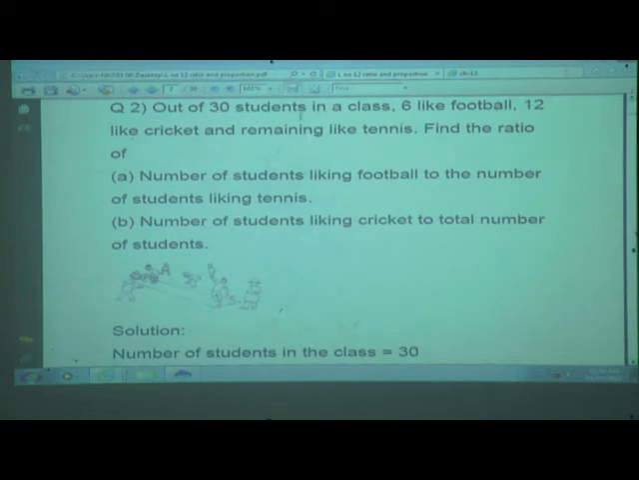Out of 30 students in a class, that means in a class how many students are there? 30. Out of that 30, 6 like football, 12 like cricket and remaining like tennis. Find the ratio of number of students liking football to the number of students liking tennis, and number of students liking cricket to the total number of students. We don't know the number of students liking tennis, so we need to find it first of all.